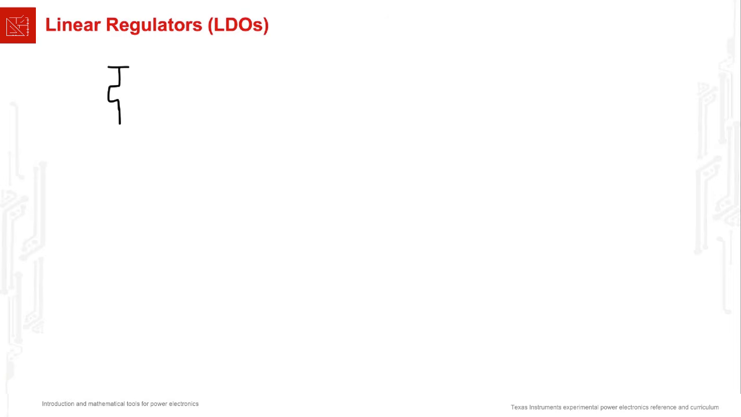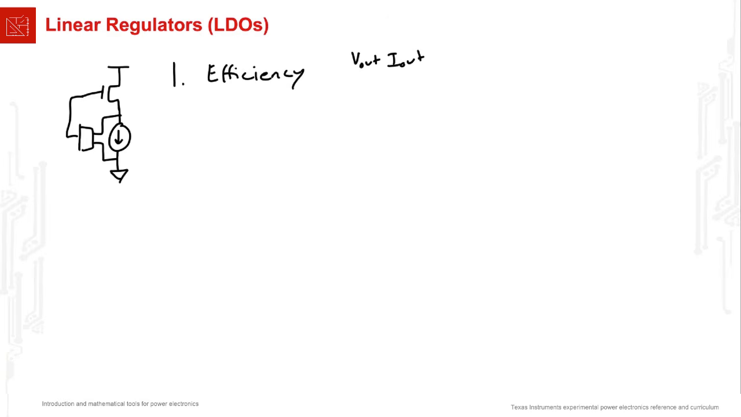Now, there are three behaviors we need to review that are important when it comes to linear regulators. The first is efficiency. This is actually really easy to calculate. The efficiency is just V out times I out. This is the power delivered to the load, divided by V in times I in. This is the power that comes from the source. Power to the load over power to the source is efficiency.